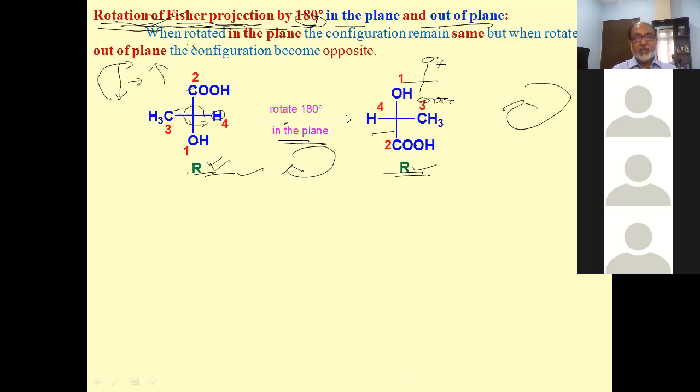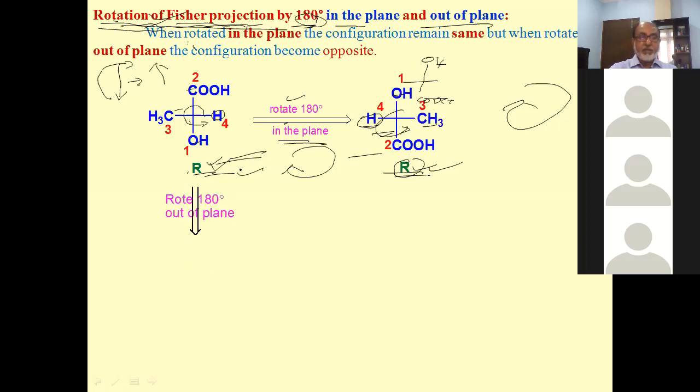See here. This is 1, 2, 3, 4. 1, 2, 3 is clockwise or anti-clockwise? But because the fourth group is in the horizontal position, this is clockwise rotation. So this is R. Remember this: 180 degree rotation in the plane, R will remain R, S will remain S.